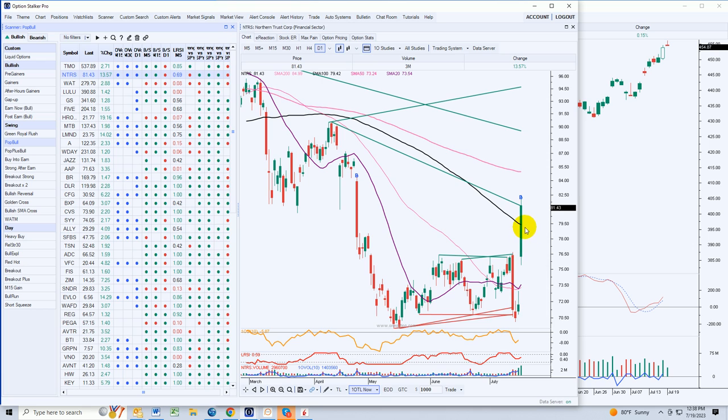But I'd also like to see it a little sticky around that 100-day moving average. I don't want to see that 79.50 level given up. I'd like it to kind of hold there. I'm okay with it if it comes down to $78. I don't have a problem with that. That's still well above this previous horizontal resistance, now support.